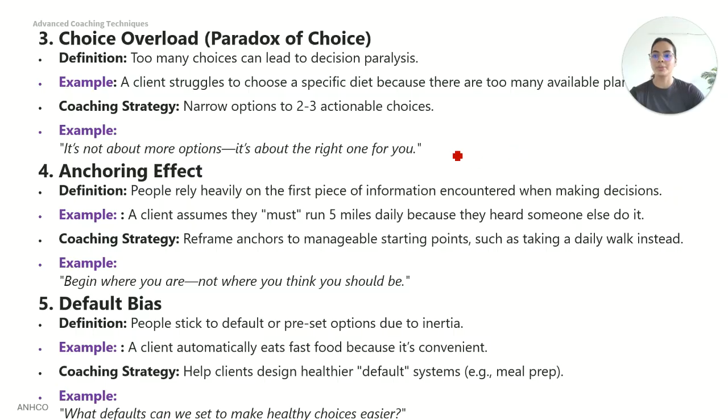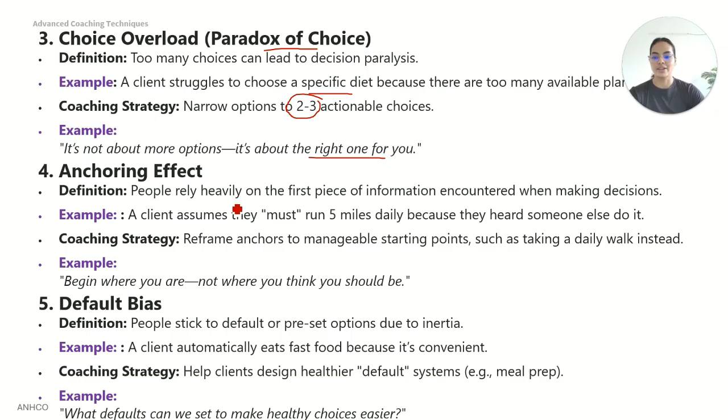Let's move on. Number 3, choice overload, also called the paradox of choice. Definition: too many choices can lead to decision paralysis. Example: a client struggles to choose a specific diet because there are too many available plans around him. Coaching strategy: narrow down options to 2 to 3 actionable choices. Example: it's not about the options, it's about the right one for you.